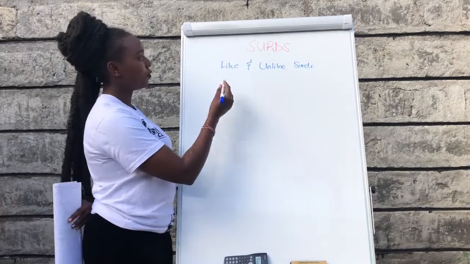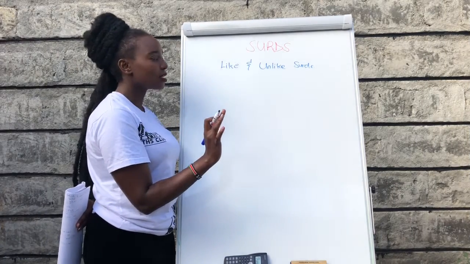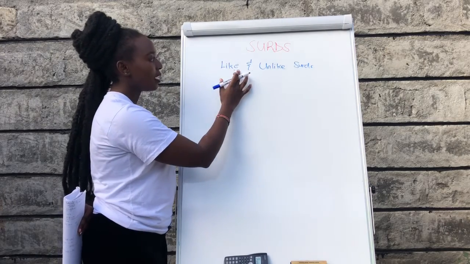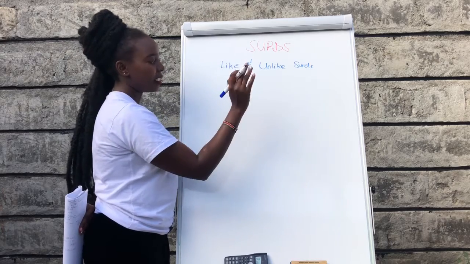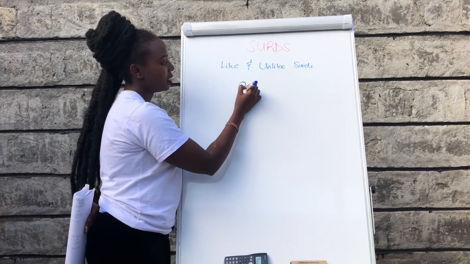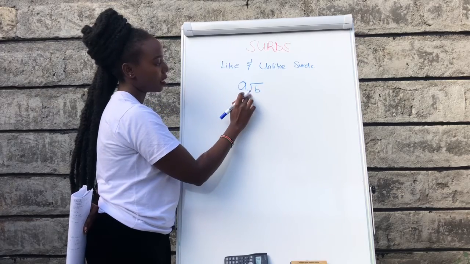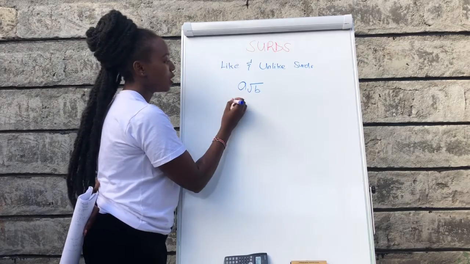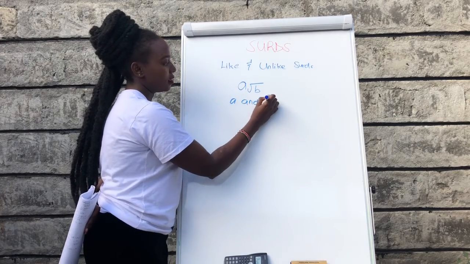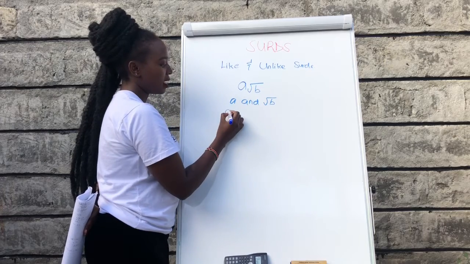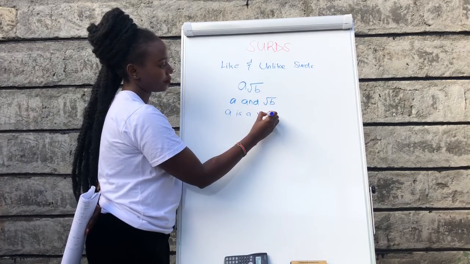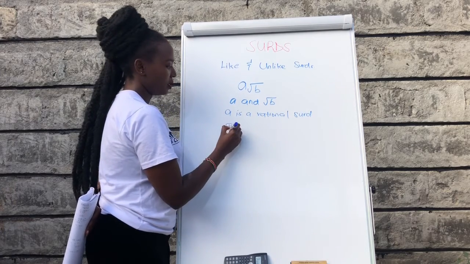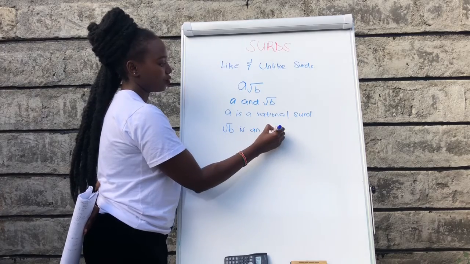So now we are looking at like and unlike Surds. We want to know the difference, so when to know when Surds are like terms and when they are unlike. So you've been given a Surd, maybe let's say a times the nth root of b, and as you can see here we have two factors. We have a and root b. Remember, a is rational, and root b is an irrational.